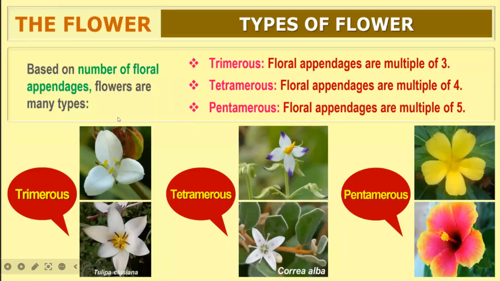Then, based on the number of floral appendages, a flower can be trimerous, tetramerous, or pentamerous. Trimerous means it will have 3 petals, or a multiple of 3, so 3 or 6. Tetramerous means it will have 4 or 8, like 4 petals, 4 sepals. And pentamerous means 5. Most of the flowers you see have 5, or many. Example, rose. There are many petals.